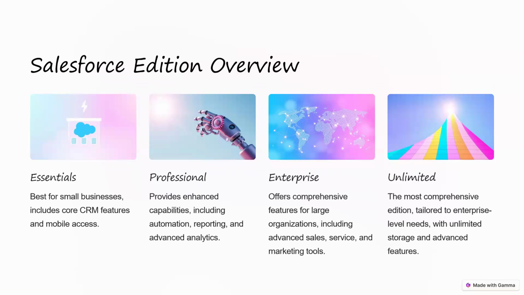Regarding the Salesforce edition overview, there are four types of editions we have. First is the essential edition, the second is the professional edition, the third is the enterprise edition, and the fourth one is the unlimited edition. How does one differ from another? For example, the essential edition is only used for small businesses. As I said in a previous topic, Salesforce is used for all business purposes, whether small businesses, large businesses, or a media business.